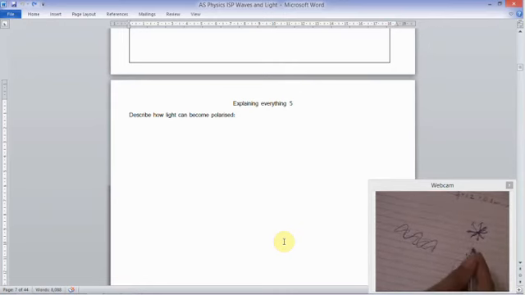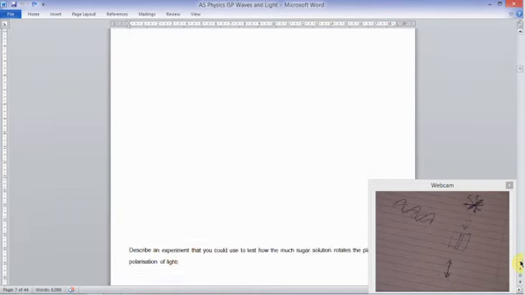Okay, so upon reflection, light becomes polarized. That's key. So if this light was to reflect off, say, the surface of water in an ocean, it would come back polarized like such. So that's how light can become polarized in two ways. Number one, through a polarized filter, and number two, by reflecting off something like the ocean.